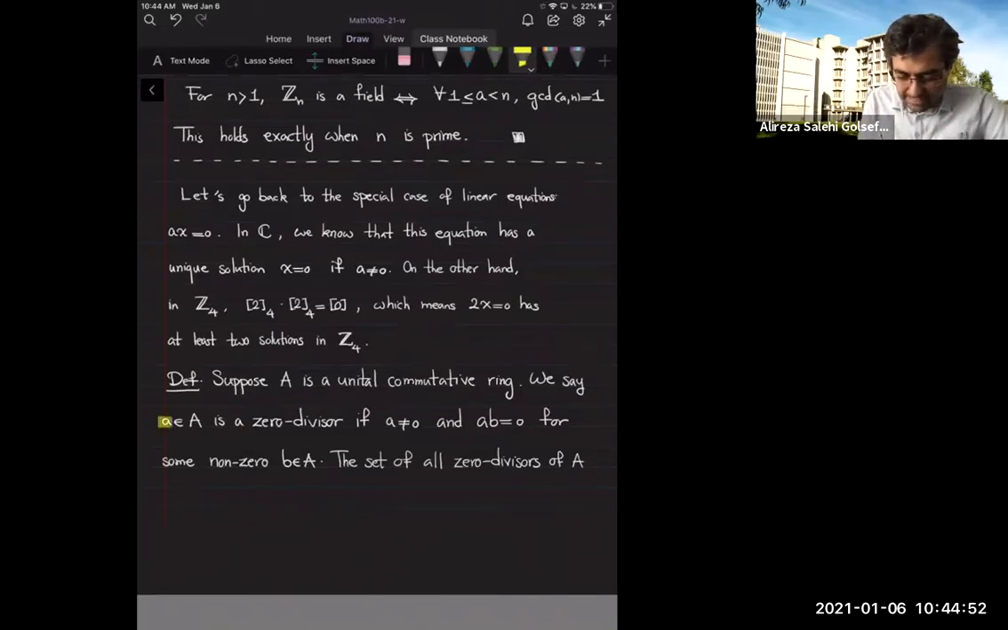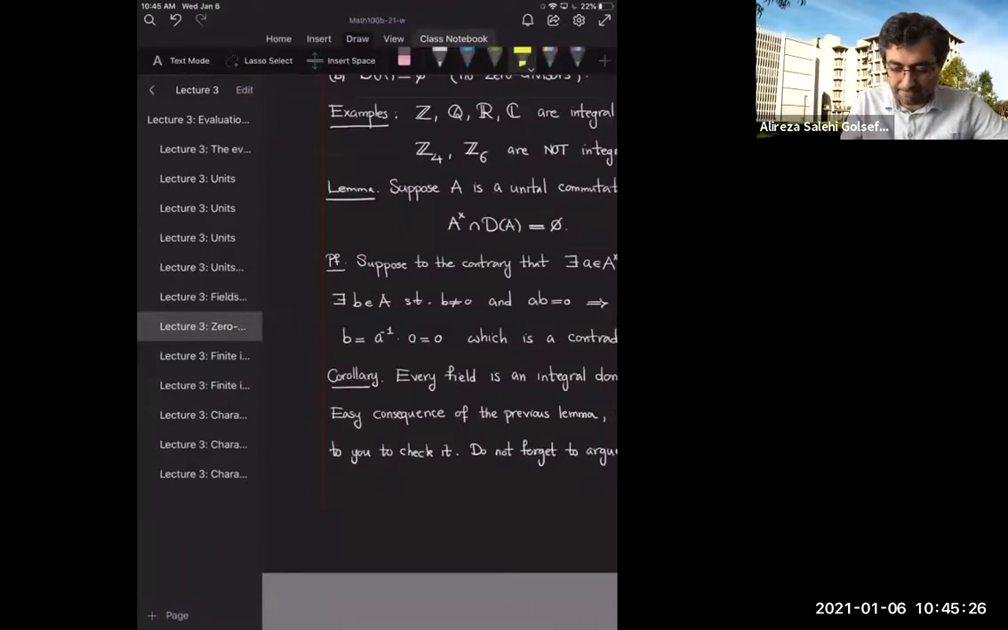So we say A is a zero-divisor if, first of all, it's not 0, and second, A times something non-zero ends up being 0. So if ax equal to 0 has a non-zero solution, then we say A is a zero-divisor. So it is crucial that this x is non-zero. If I manage to find a non-zero solution for ax equal to 0, then we say A is a zero-divisor. And the set of all the zero-divisors of A is denoted by D parentheses A.